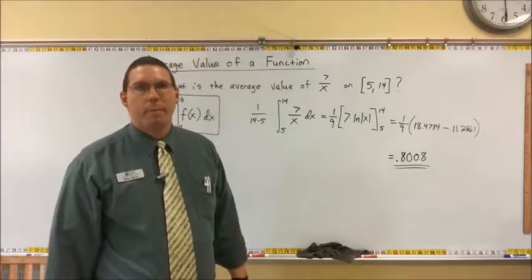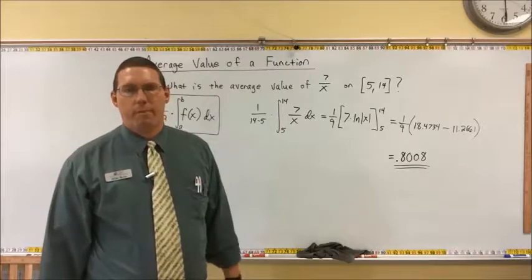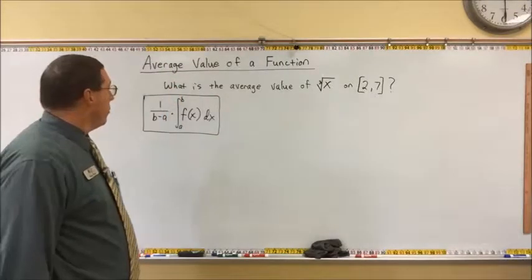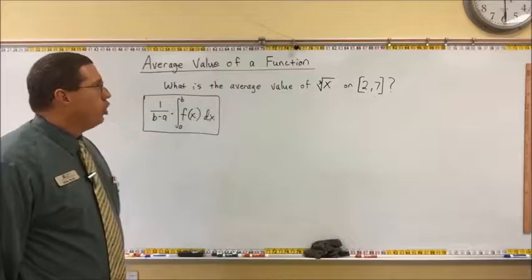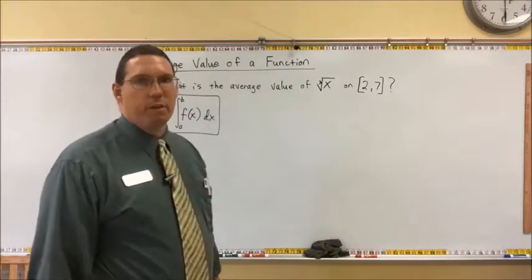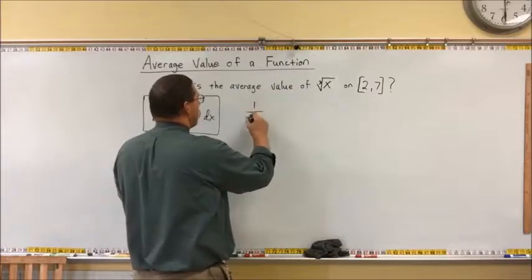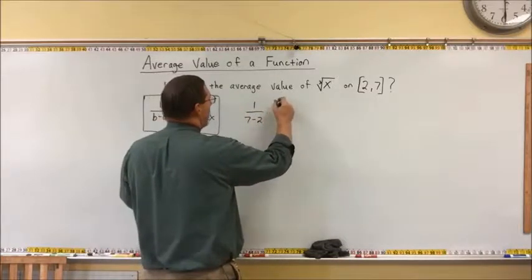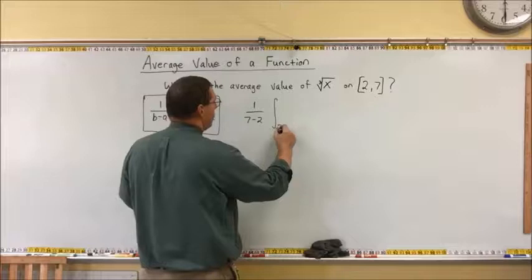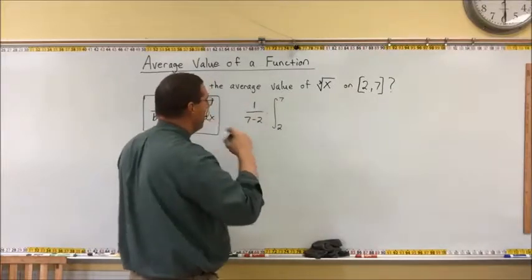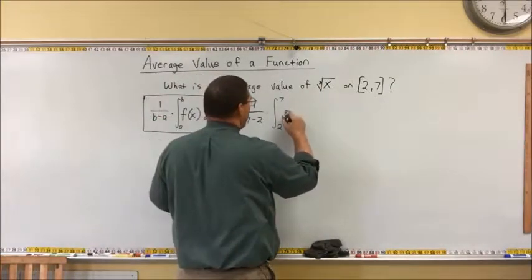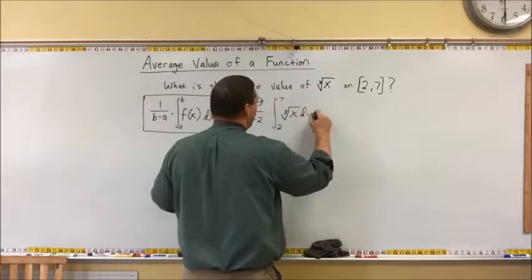Okay? Maybe let's do just one more example. All right, last one here we're going to do. What is the average value of the cubed root of x on the interval from 2 to 7? So, we're going to do 1 over 7 minus 2 times the definite integral from 2 up to 7 of the cubed root of x dx.